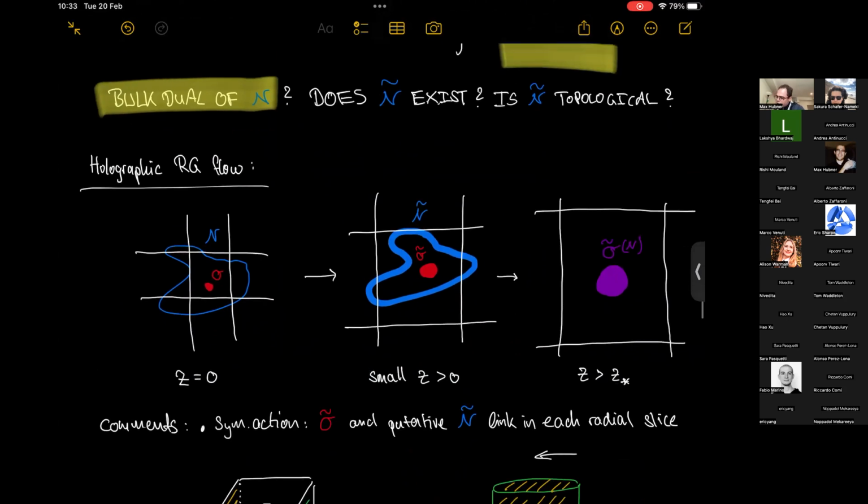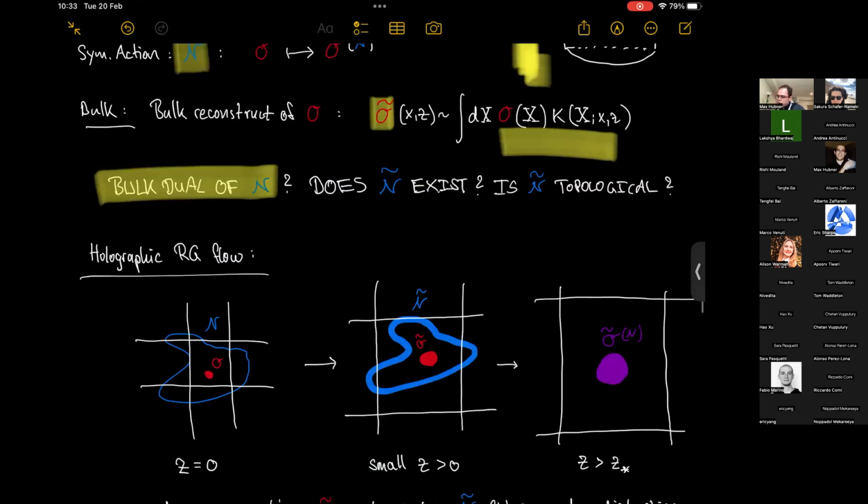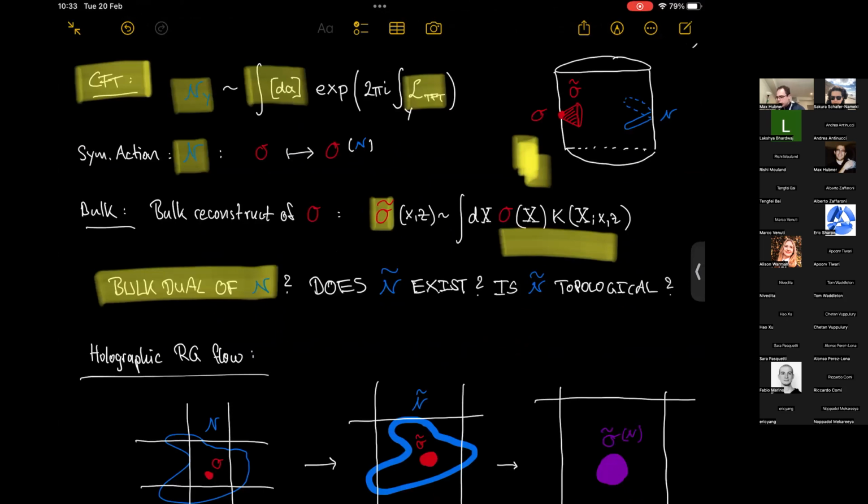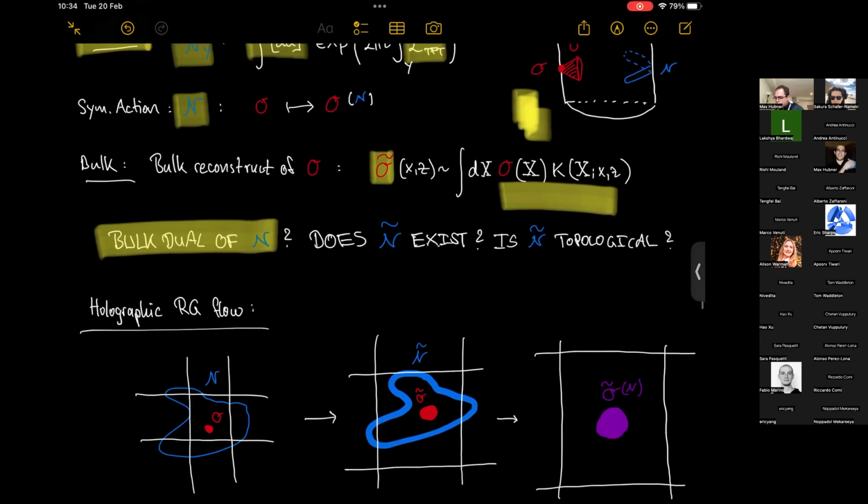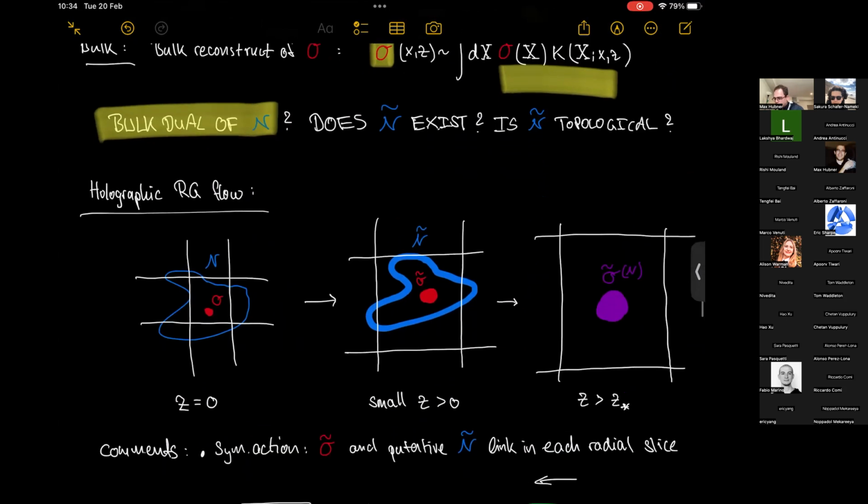So in the above picture, Z is a coordinate going radially inwards. And so I can think about smaller and smaller cylinders at constant Z. This radial direction corresponds to energy. And so this foliation of the problem is sometimes also referred to as holographic RG flow. So here I'm drawing the configuration at Z equals 0. I have my symmetry operator linking O.